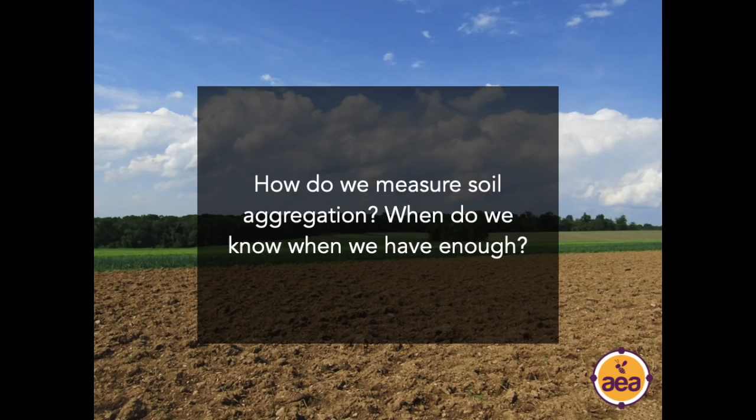Question from Philip Shortle. Hi, John. How do we measure soil aggregation? How do we know when we have enough? I would suggest that you measure your water infiltration rates, and it's a little bit like organic matter. Do you ever have enough organic matter? Ever have enough water infiltration rate? When you can infiltrate 9 inches of rain per hour, then you probably have enough. I don't think you'll ever have too much.